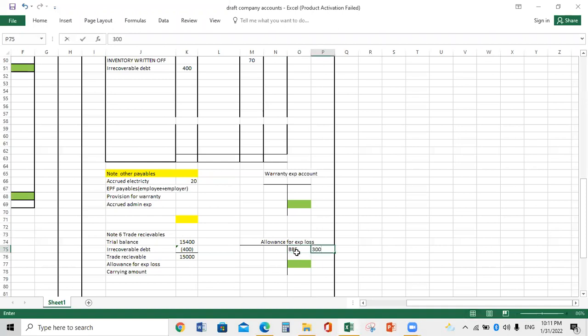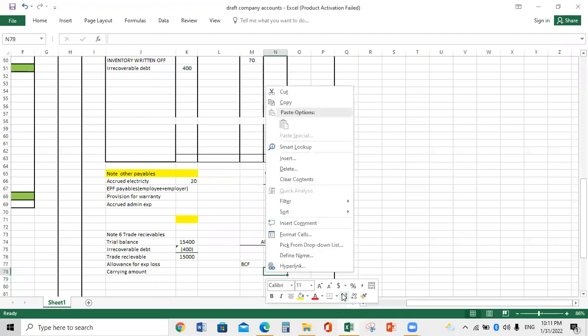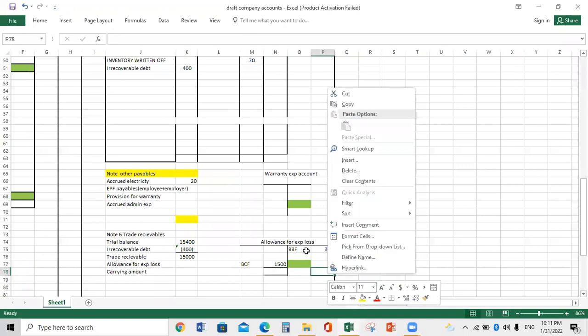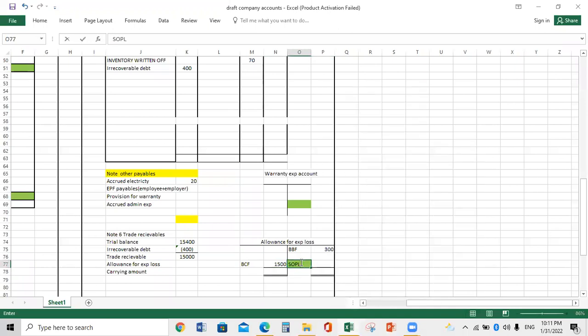It is 300. Now, guys, the next step is to put the closing allowance. Closing allowance, how to find that? 15,000, they say 10%. So 15,000 into 10%, closing allowance is 1,500. After you are done, close the account and find the difference. The difference goes to statement of profit or loss.